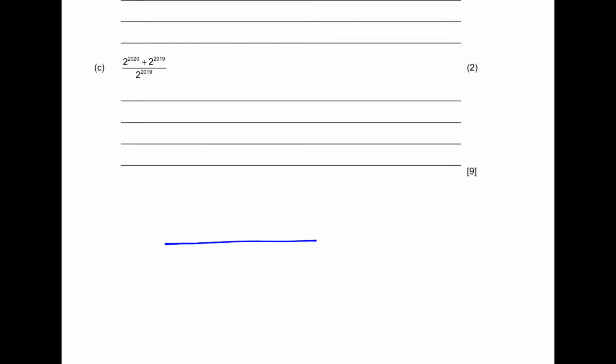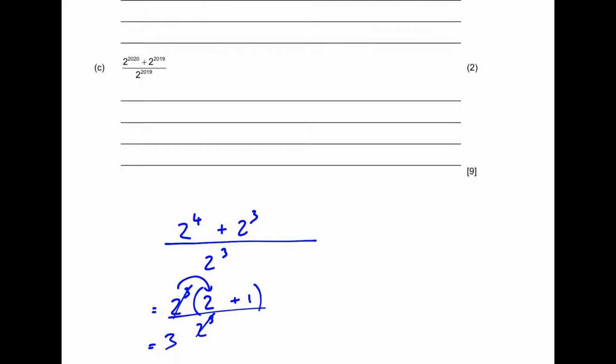So if I had 2 to the 4 plus 2 to the 3, over 2 to the 3. Then I can easily see that 2 to the 3 can be factorized, so that we're left with 2 plus 1. And then at the bottom, we've got 2 to the 3. So those 2 to the 3's will cancel, and 2 plus 1 is 3. Okay, check when you multiply. 2 to the 3 times 2 to the 1, we would add the exponents to get 2 to the 4 again. And then 2 to the 3 times 1 is just 2 to the 3.